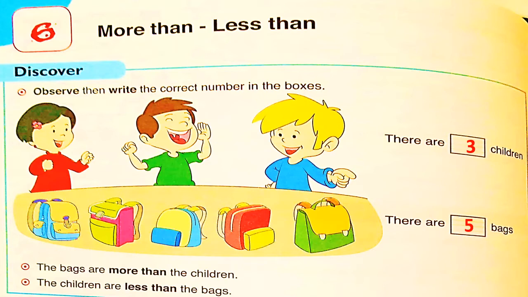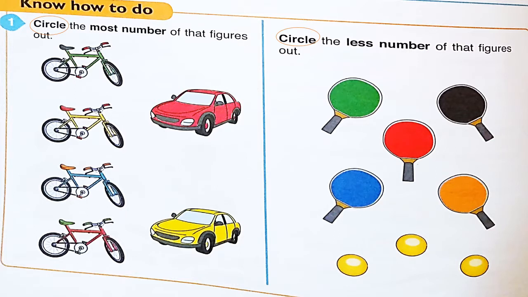So we have to remember that the word more means bigger, and the word less means smaller. Let's continue. Exercise number 1. You have to circle the most number of that figure. So we have to circle the most number. What does most mean? Most means more, means bigger. So first of all, we have to count the bicycles. We start counting the bicycles.